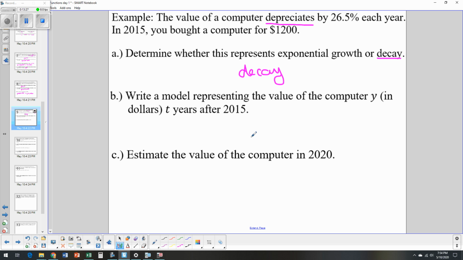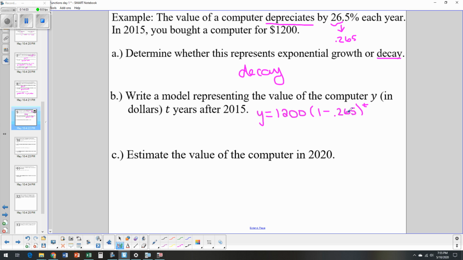For B, write a model representing the value of the computer y in dollars t years after 2015. So this, because it's decay, is going to be minus. So we're going to have y equals the starting amount. So y equals 1,200. And it's going to be 1 minus 26.5% as a decimal. So move it twice, it's 0.265. So this is minus 0.265 raised to the t power.